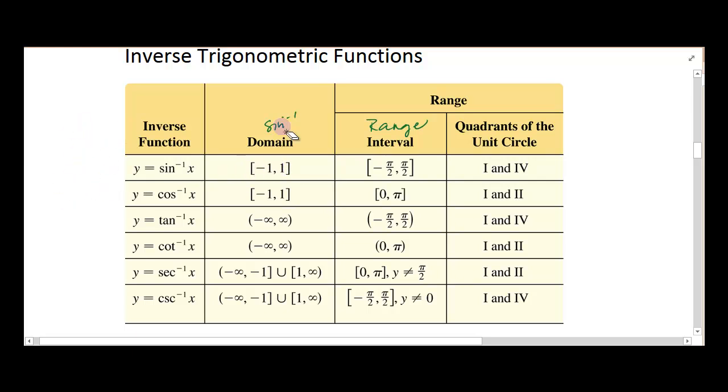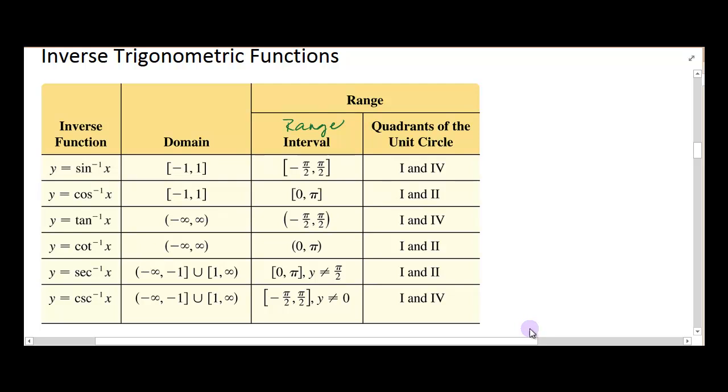Moving on, we see that this is the possible input values for sine, and the output values, the range, the answer to the inverse sine of a function, has to fall somewhere between negative pi over 2 and positive pi over 2. Now let me draw you a picture of what that's really stating.